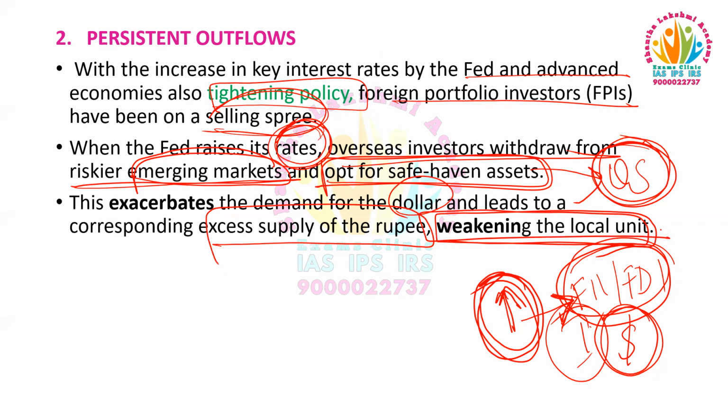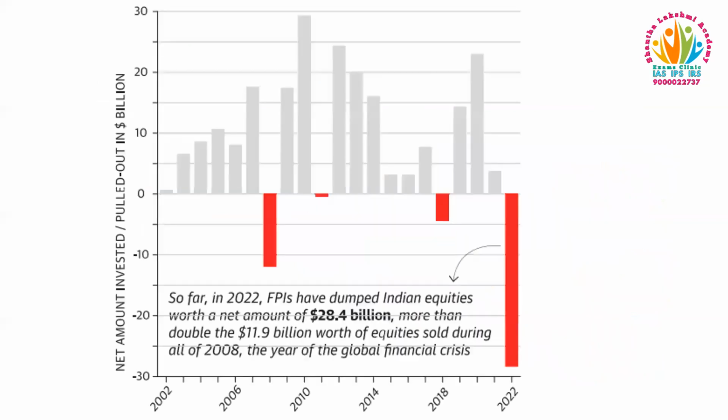So, because of the withdrawing of these foreign investors from the overseas market, there is a low supply of dollars and excess supply of rupee. This led to the depreciating of the rupee. See the graph here.